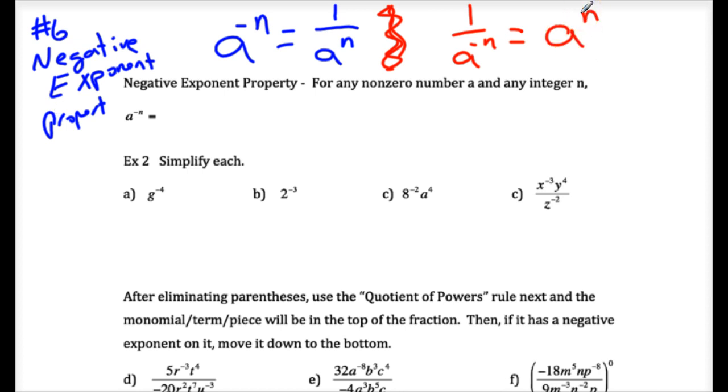It comes up and then the exponent becomes positive. Do people remember that from last year now? We did it.